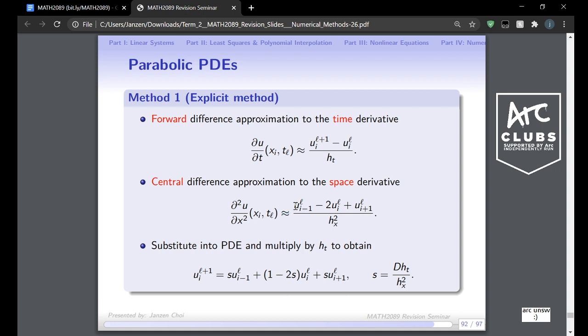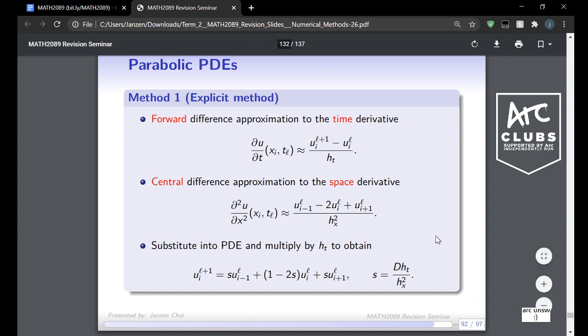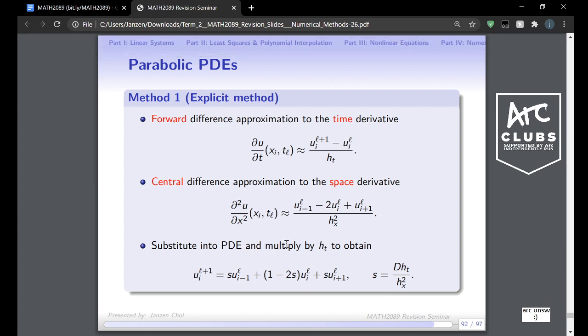Again, we just substitute these 2 values into the original PDE and rearrange the expressions to get whatever form they want us to have the expression in. And basically after doing so, we will get an iterative equation as shown here.